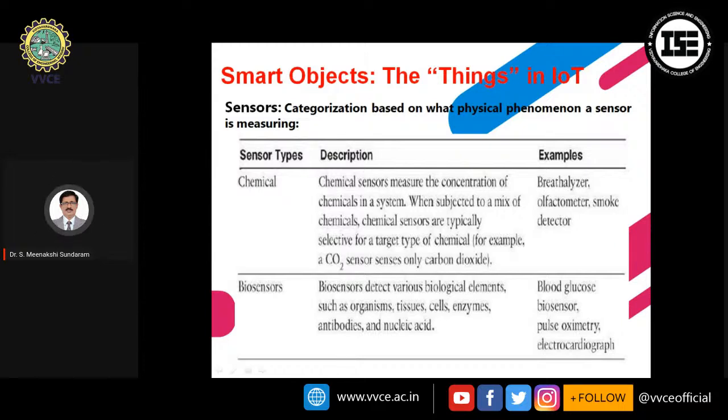Similarly, biosensors for biological elements such as organisms, tissues, cells, enzymes, antibodies, nucleic acid, etc., where we are able to understand the levels of blood glucose, with biosensors for pulse or ECG. We are able to understand the actual readings.